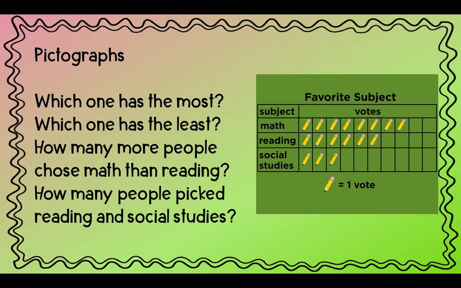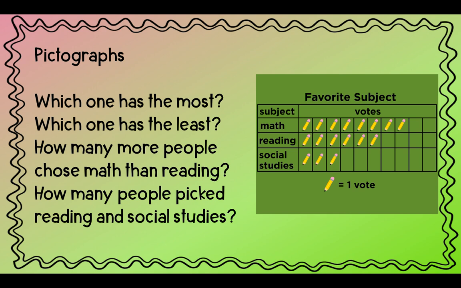So, which subject has the most? I think it's math, because math has the most pencils beside it. Which one has the least? I think it's social studies, because social studies has the least number of pencils beside it. It only has 3 compared to the others.